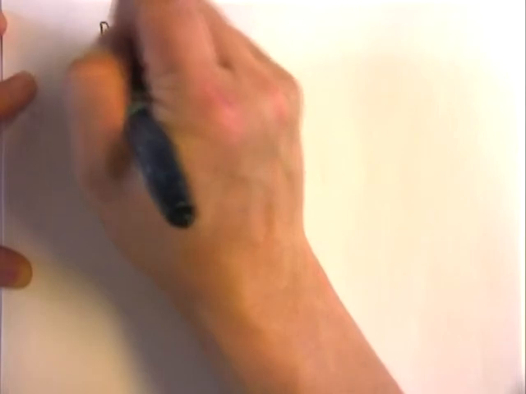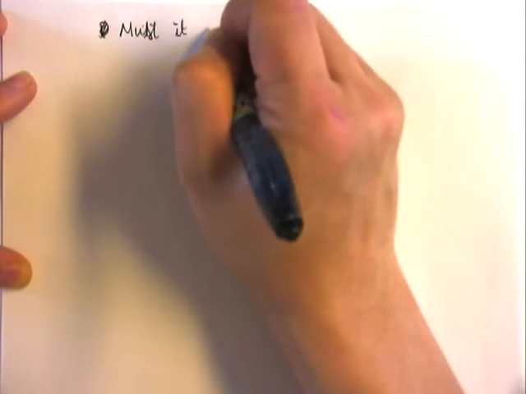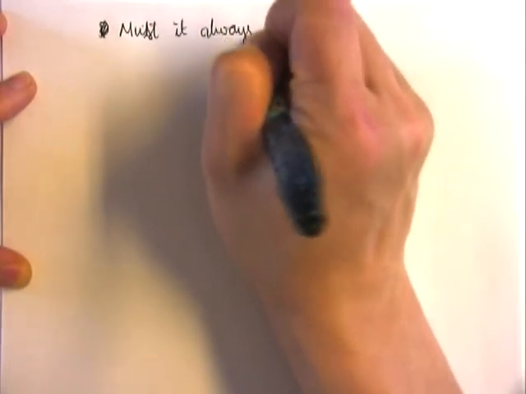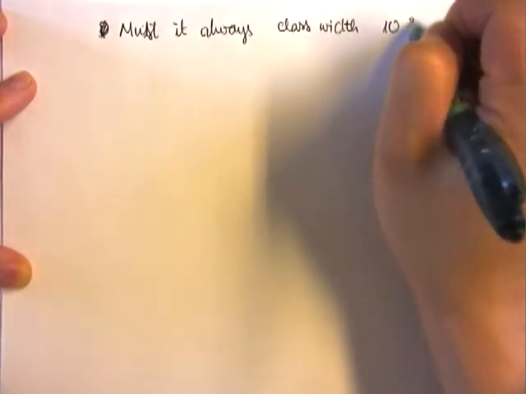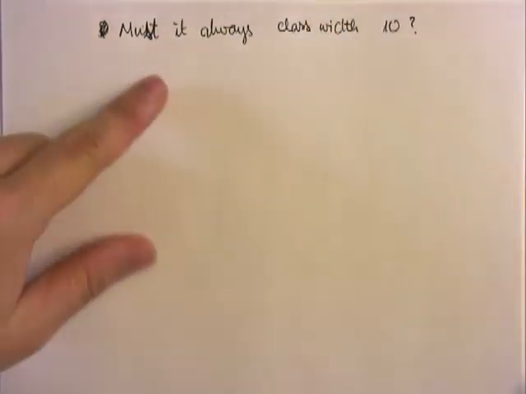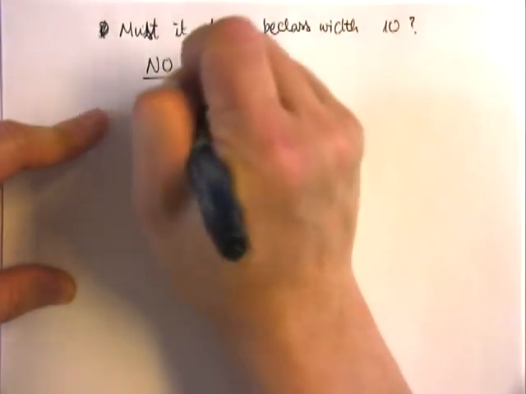Now, the next convention here is, if you took a look at the class distributions just earlier, you can see that the class widths were all 10, and it had been chosen to be 10. So now you might wonder, must it always be class width 10? That's one of the questions that might come up. Must it always be class width 10? And the answer is a straight no.